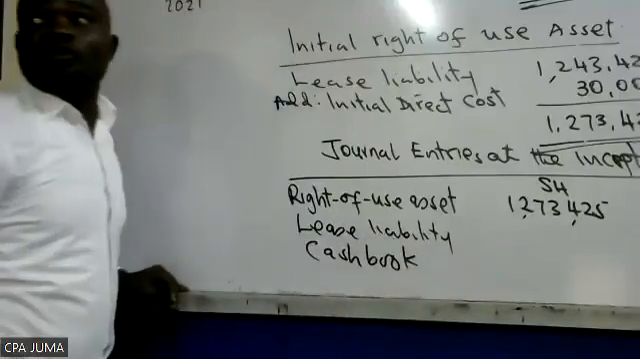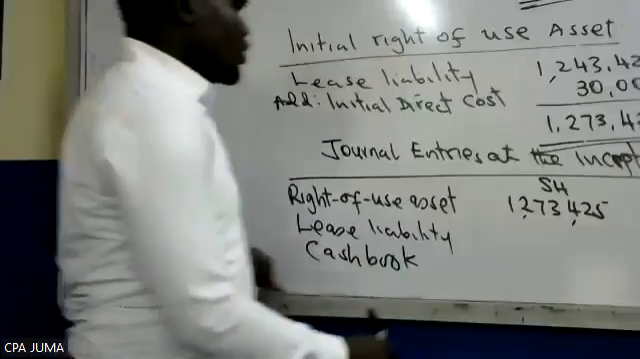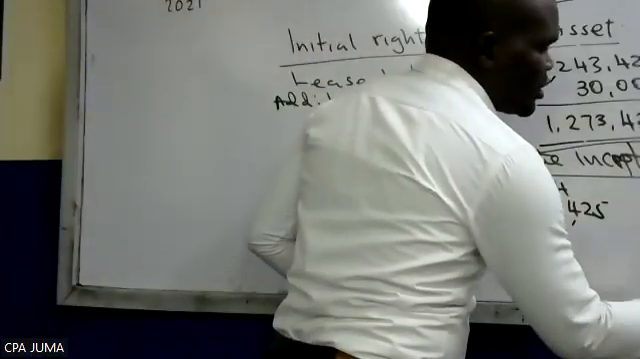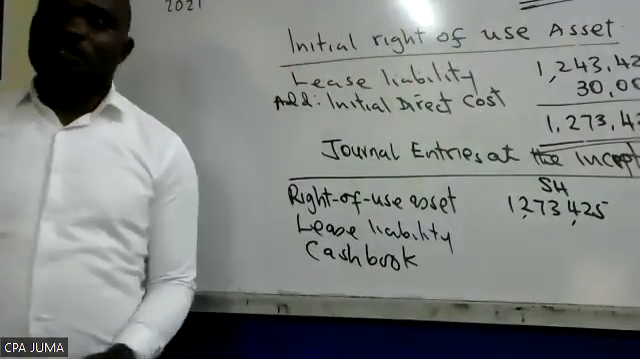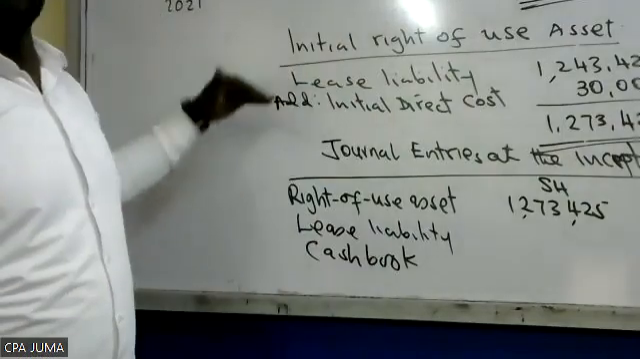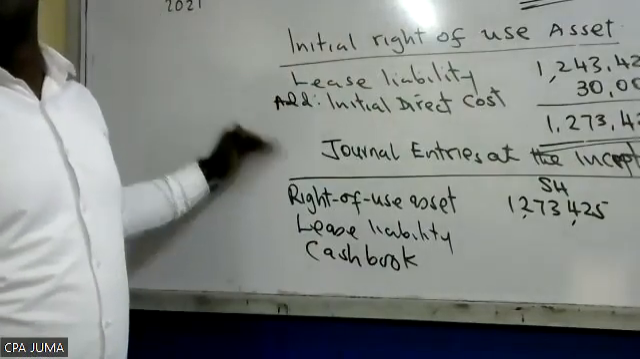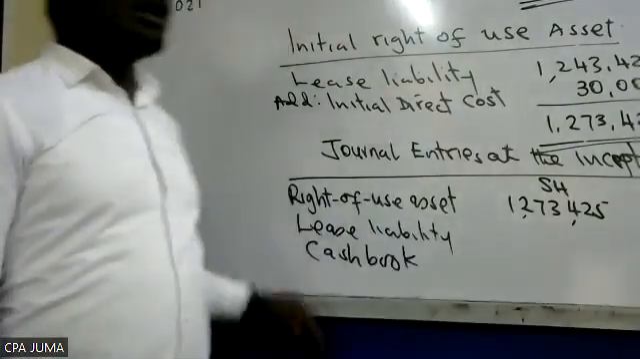When you pay, what do you do to the cash book? You debit or you credit the cash book? You credit. So credit your cash book with how much? 30,000. Full stop. And the journal has balanced. So at the inception, you debit the books of the lessee with the right of use. You credit the lease liability, then you credit your cash book.